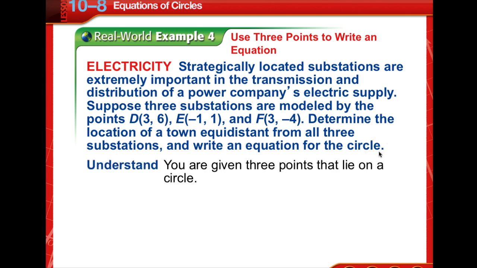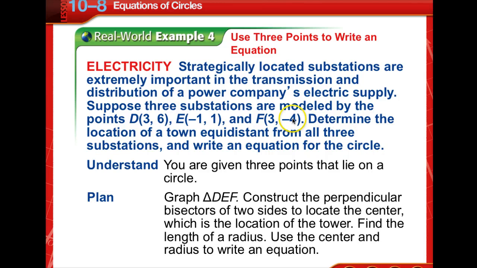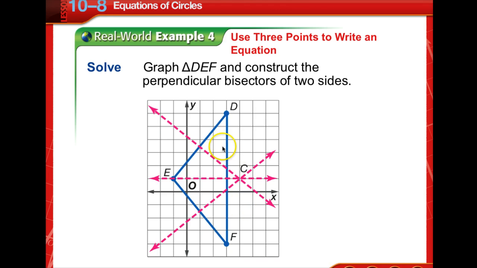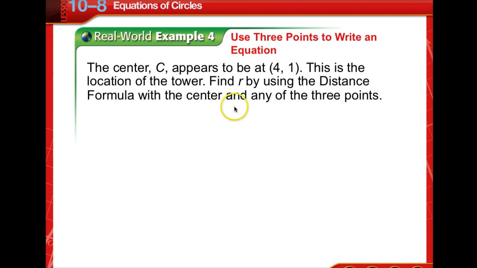Well, you're given 3 points that lie on a circle, so let's graph triangle DEF. Then we'll construct the perpendicular bisectors of the 2 sides to locate the center, which is the location of the tower. Then find the length of the radius and use the center and radius to write an equation. So we graph triangle DEF, we construct perpendicular bisectors of the sides, and we find the point center C, and it appears to be at 4, 1. This is the location of the tower.